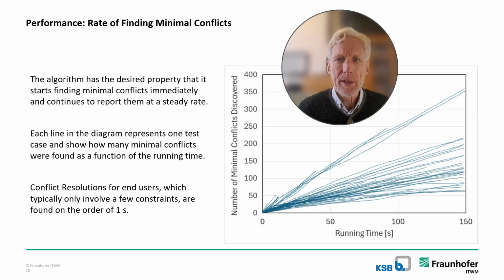The performance of the algorithm is much better than those previously used in the project and perfectly acceptable for providing resolutions to the end users in real time during interactive use of the product configurator. It has the desirable property of starting to report minimal conflicts immediately and continuing to produce them at a relatively steady rate until all are found. Each line in this diagram represents one test case, and one can see that the number of minimal conflicts discovered rises roughly linearly with running time.